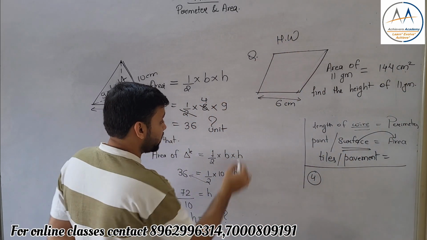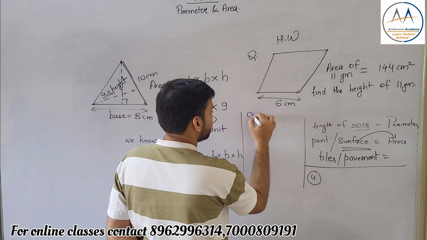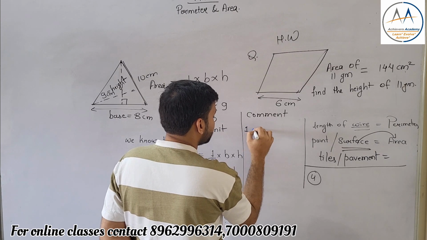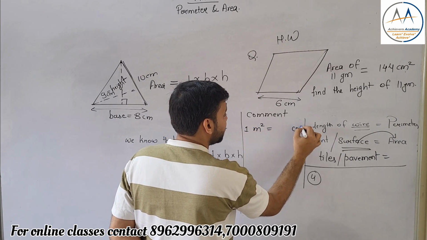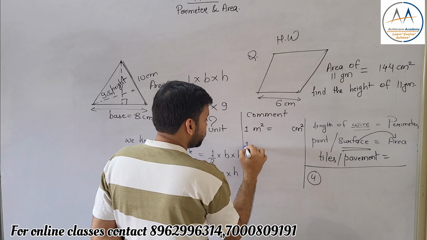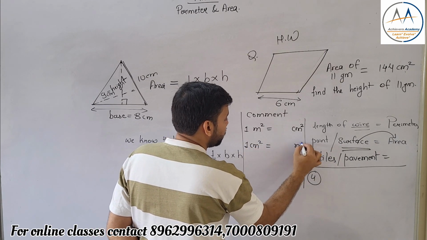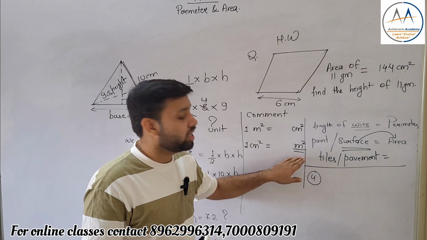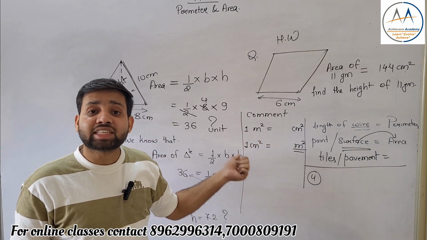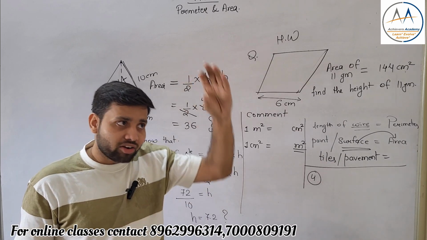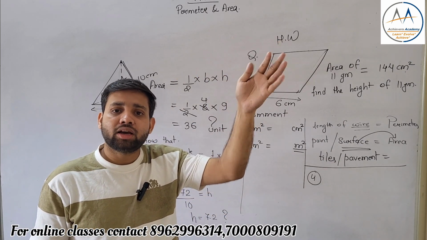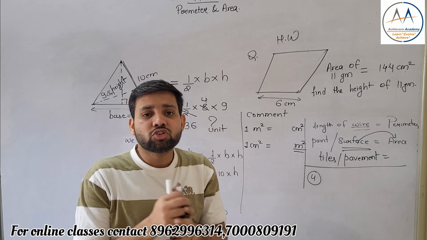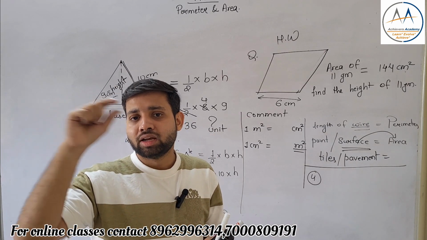Again, a few more things I am writing. Write in the comment box the answer to this question, and also write in the comment what 1 meter square is equal to in centimeter square. Also write how many meter square 1 centimeter square equals, because when you are converting, they might give the rate in meter square and the sides in centimeter. So either initially convert the sides into meters and then calculate the area in meter square only.